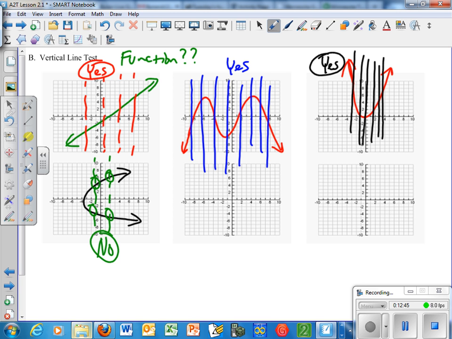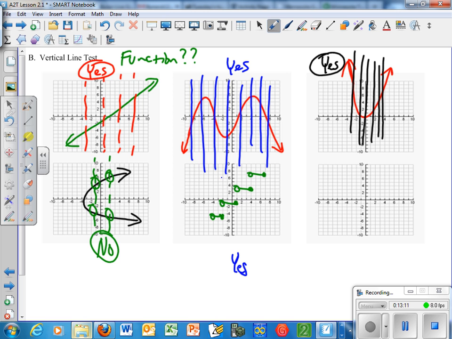We'll get into more of these later in chapter 2, but let's look at a graph like this. Open circle, over to closed circle. And then we're going to jump up, open circle, over to closed circle. Open circle, over to closed circle. Open circle, over to closed circle. It kind of looks like steps. And this would be a function.